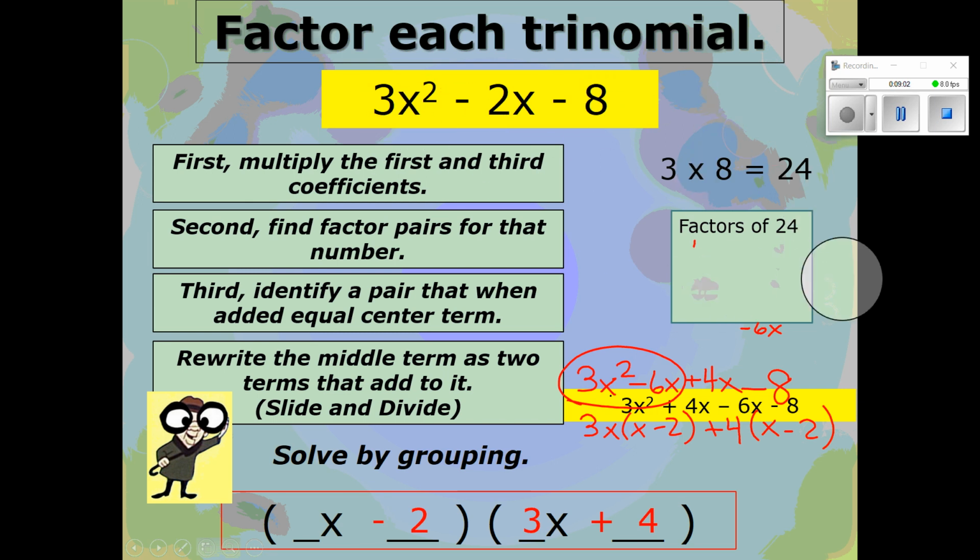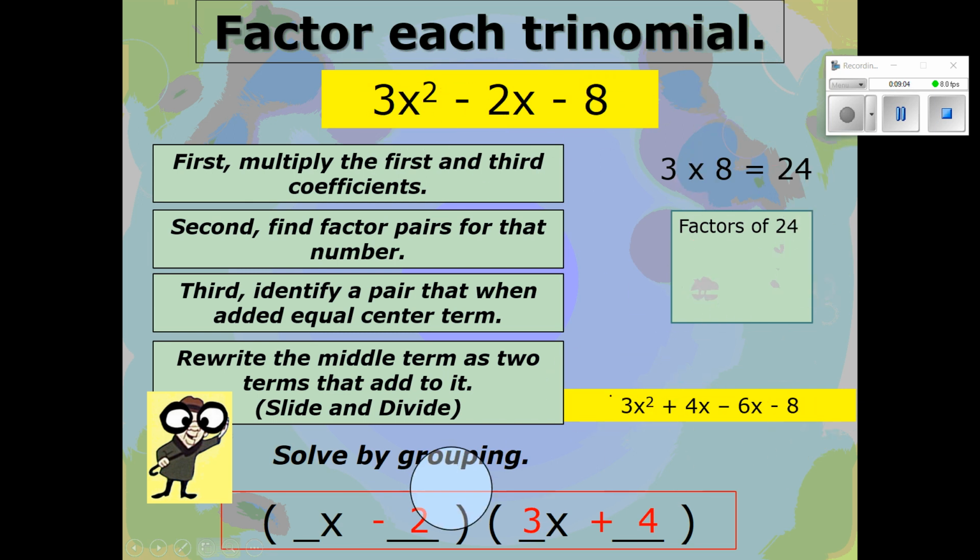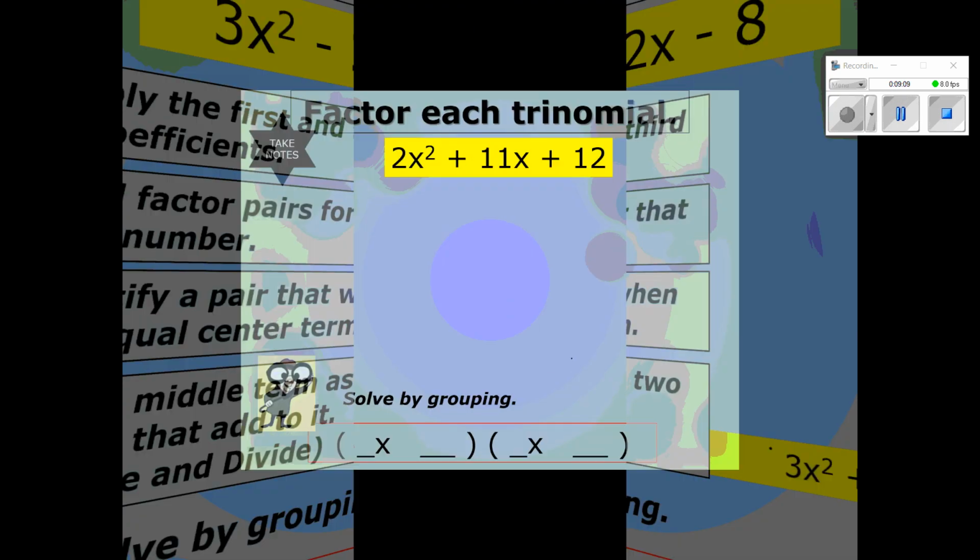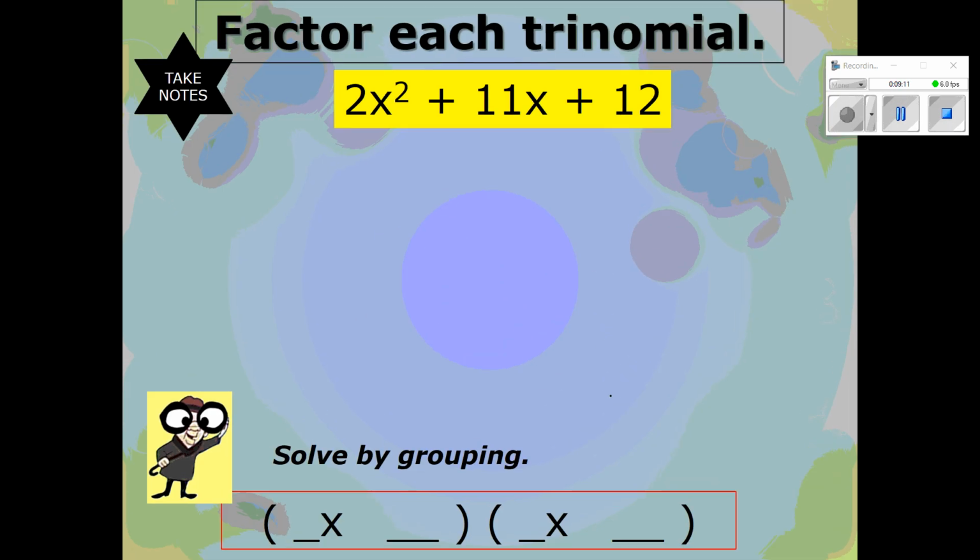So again, these are all steps that you've done before. It's just putting them together into one process. Okay, again, we always look for a greatest common factor to see if we can factor something out first. 2, 11, and 12 do not share a greatest common factor other than 1. We have 3 terms left. The leading coefficient is not 1.